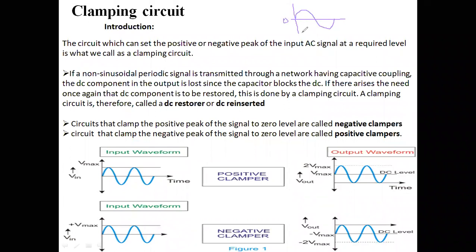In some amplifiers or electronic devices, they require the DC component. The DC component is nothing but, if you apply a Fourier series to this waveform, you are going to write it as A naught plus An cos theta plus Bn sin theta. You must remember this formula. This A naught component represents the DC component. In some electronic circuits, the DC component is required.